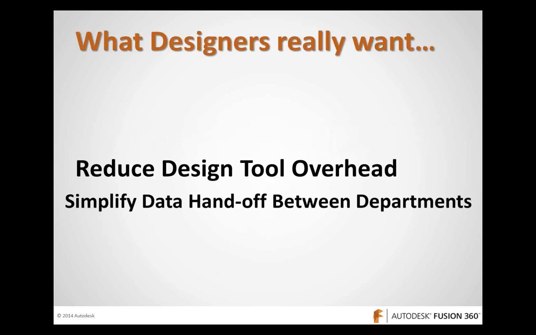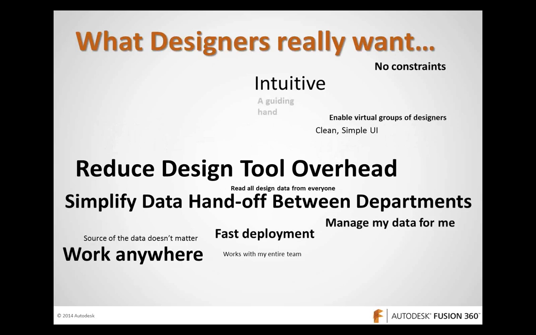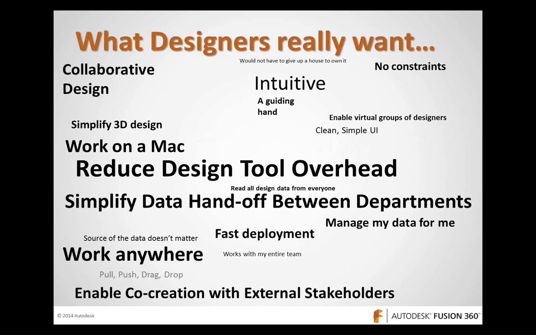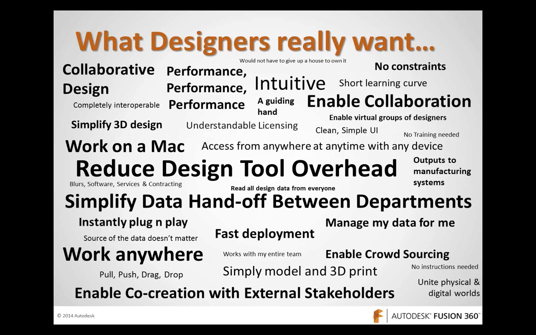Before developing Fusion 360, Autodesk did extensive market research to determine what designers and engineers really wanted from the next generation design system. From this research, two major themes emerged: reduce design tool overhead and simplify the design data handoff between functional departments. What was meant by reducing design tool overhead is this: do not force engineers and designers to think like a CAD system to capture the design. Today, designers and engineers are spending way too much time and intellectual capacity figuring out how to capture design in their mind's eye as valid geometric data in a CAD system.